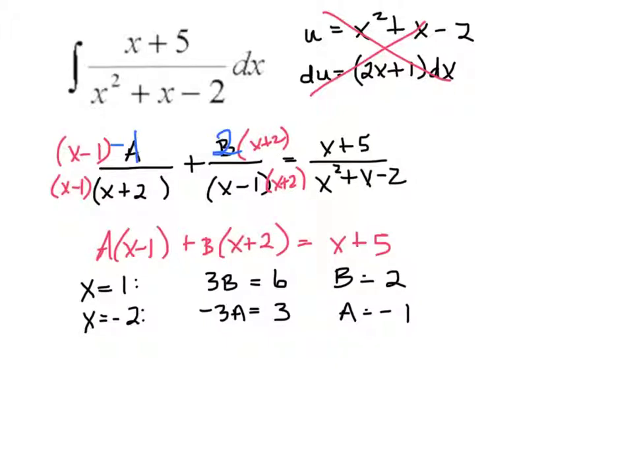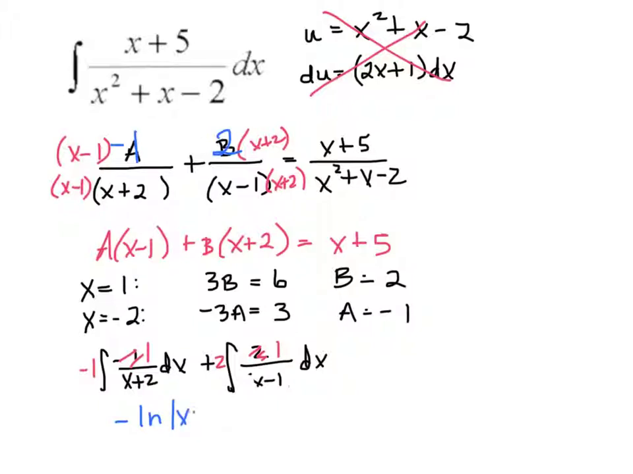So my original integral is the same as the integral of negative 1 over x plus 2 dx plus the integral of 2 over x minus 1 dx. So I didn't need to put that in parentheses, but okay. So I pull those constants out front. Leaves me with just a 1. Antiderivative would be negative natural log of x plus 2. I'm going to use the absolute value here. So that's how we usually would see it.